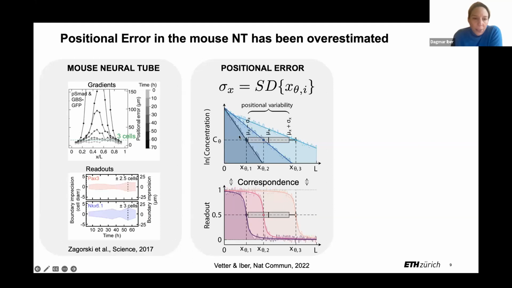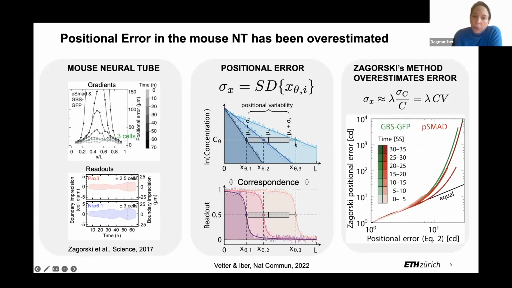But for the gradients, even though they could have done the same thing, just define a readout threshold and then get the readout positions, they had used a different methodology. That is, they had approximated that by using the slope of the average gradient. I don't want to go into the subtlety here now. You can find it in our paper, or I can comment on it later.